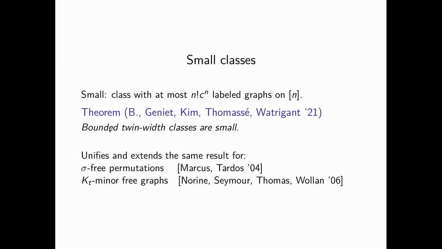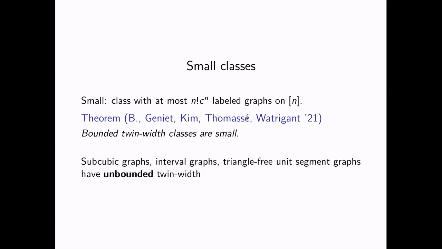So we need the Marcus-Tardos theorem to prove this, and it's also using an opening step in the paper by Norine et al. And it turns out that for graphs of bounded degree, the only argument that we have to say that those classes have unbounded twin-width is this one. If you look at subcubic graphs, it's not a small class, so we know that collectively they have unbounded twin-width, but yet we cannot provide an explicit construction and say, okay, this particular graph has bounded degree and large twin-width.